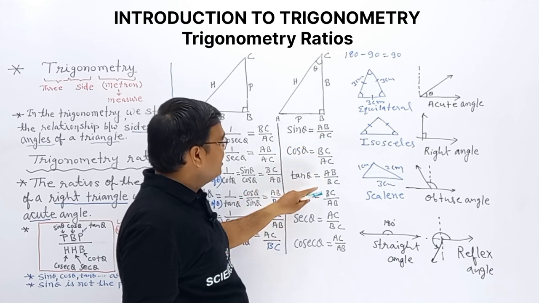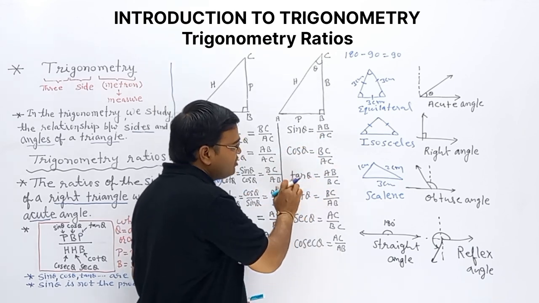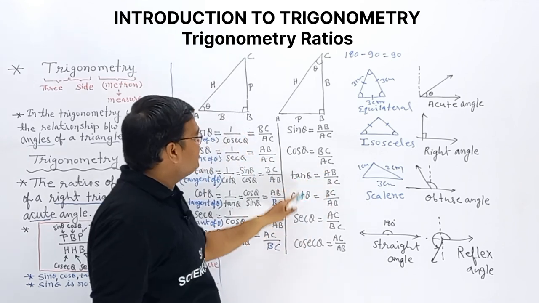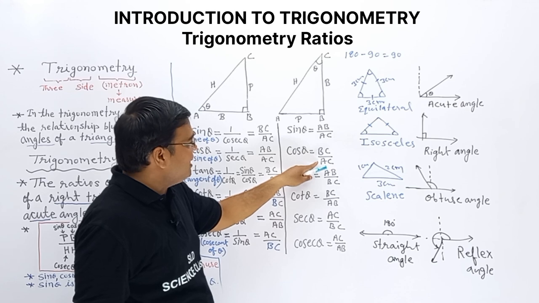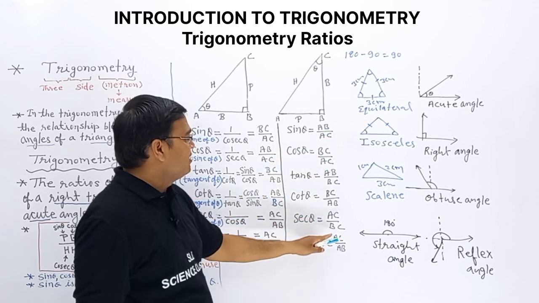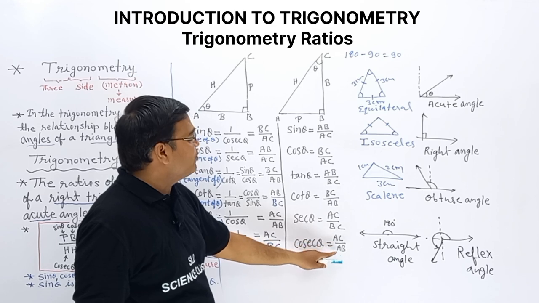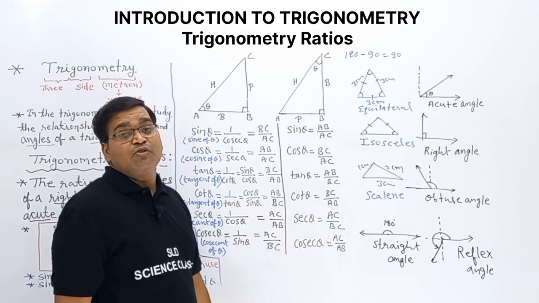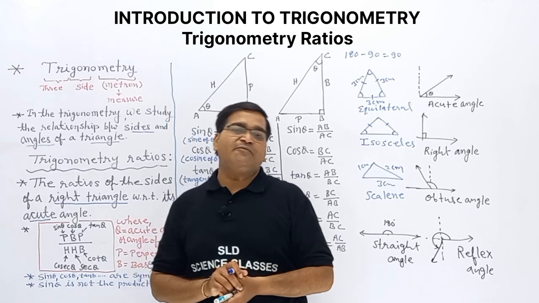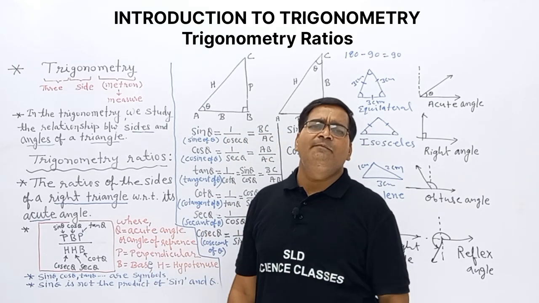Clear? Cot theta is the reciprocal of this one, so this will be BC upon AB. Sec theta is the reciprocal of cos theta, AC upon BC, and cosec theta will be the reciprocal of sin theta, AC upon AB. Clear? So finding the ratios of the trigonometric functions is so simple.